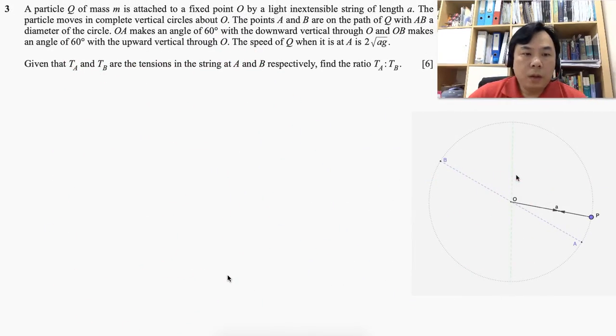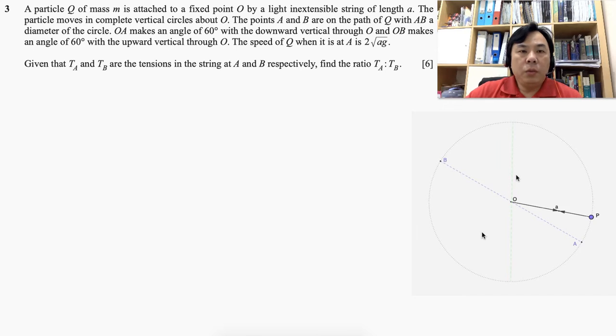All right. Let's look at question 3 now. A particle Q, even though if you look at my diagram, I think I accidentally labeled this as particle P, but never mind, it's just a label. According to the question, it's particle Q. A particle Q of mass m is attached to a fixed point O by a light inextensible string of length a.